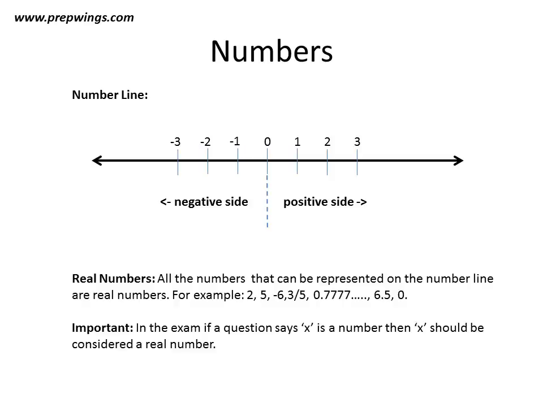Now we'll see real numbers. Real numbers are basically all the numbers that can be represented on the number line. So for example, 2 is there, 5 is there, -6 is there, 3 by 5, which is nothing but 0.6 is there, or 0.777 or 6.5 or 0. All these are real numbers because they can be represented on the number line. An important point to note over here is in the exam, if a question says that x is a number, then x should be treated as a real number.